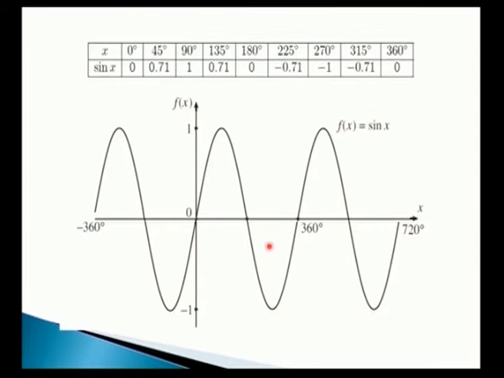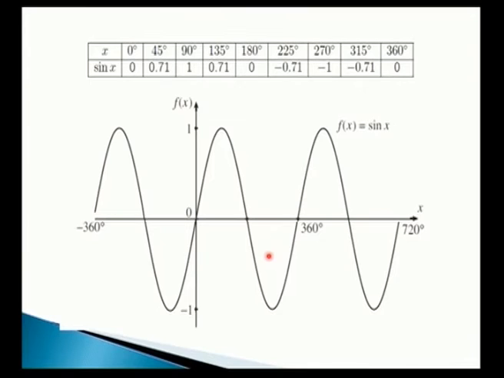Then when you substitute x is equal to 135, now the values start decreasing. So, it becomes 0.71. So, 0.71 will be somewhere here. When you substitute x is equal to 180 degree, then the value of sin x becomes 0. So, here is that 0 value.